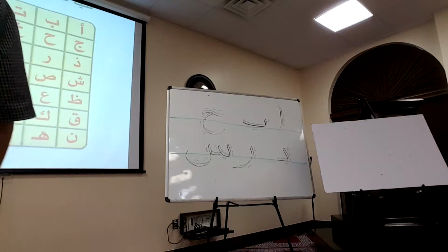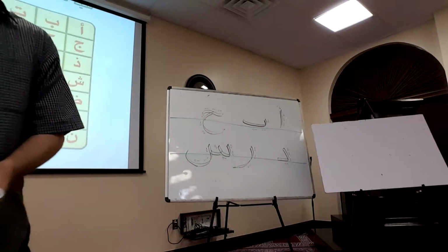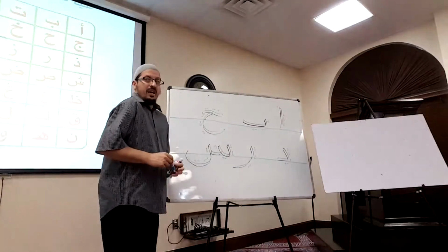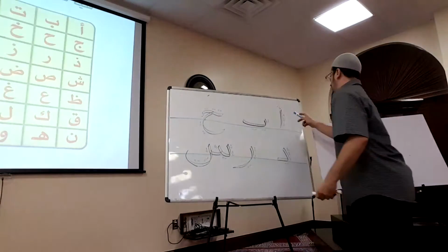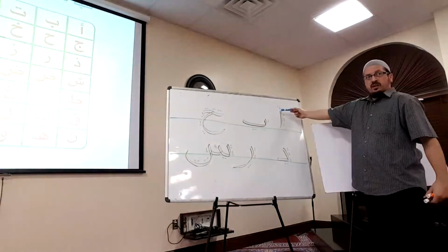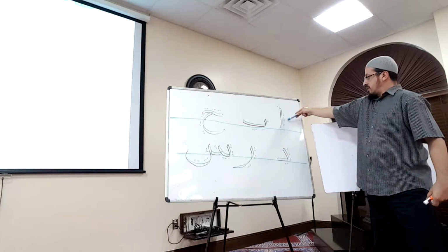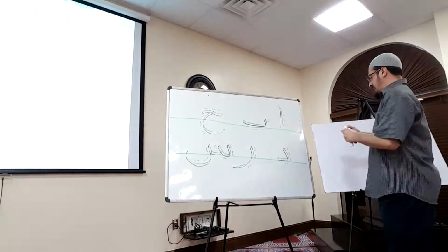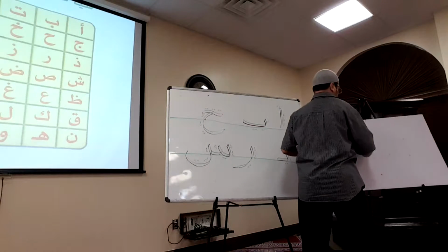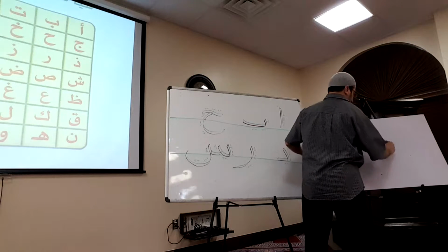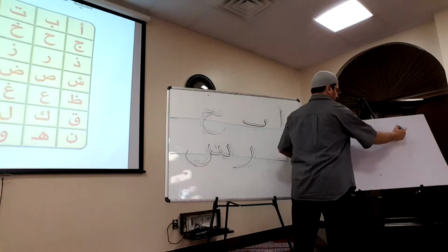Okay. So now, when we look at these letters, the alif starts from top to bottom. Top to bottom. Okay? So the alif goes like this, with a single marker, right? From top to bottom. So this is the line of the notebook. And this is very important.